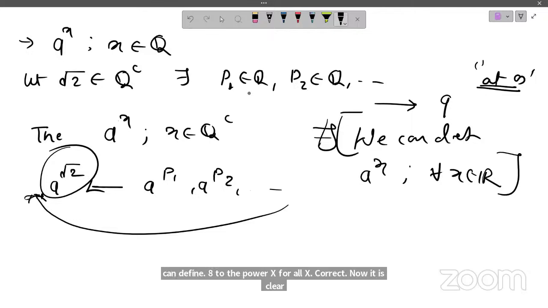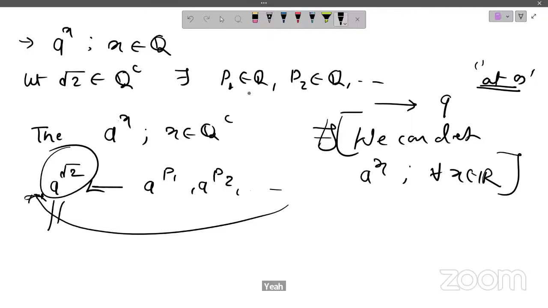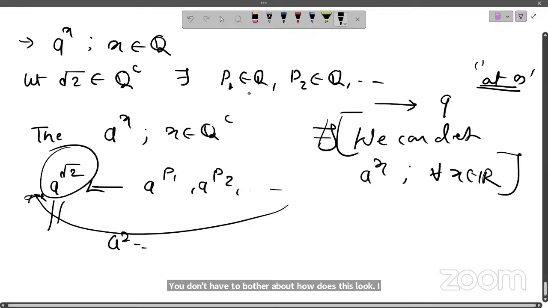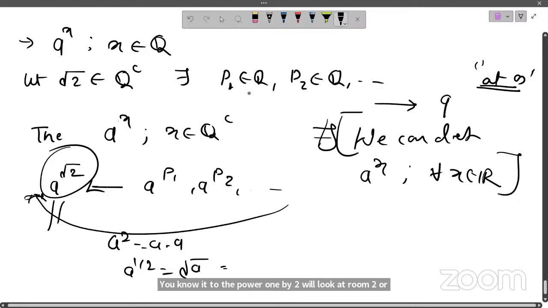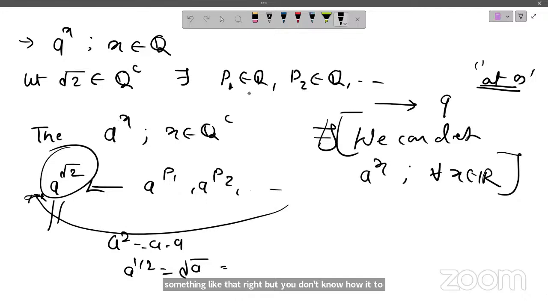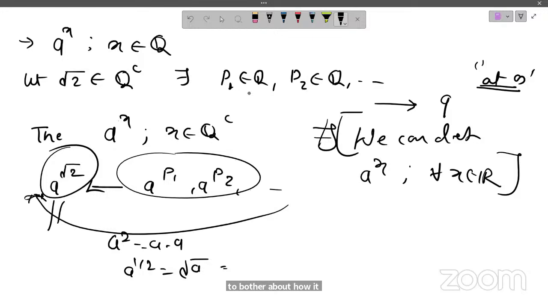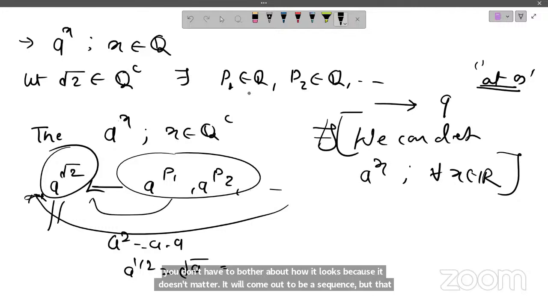You don't have to bother about how this looks. I mean, you don't know how it looks, right? You know a squared will look like a into a. You know a to the power 1 by 2 will look like root a or something like that, right? But you don't know how a to the power an irrational number looks. So you don't have to bother about how it looks, because it doesn't matter. You just have to know that it is well defined, and it is well defined in this sequential sense. Correct?